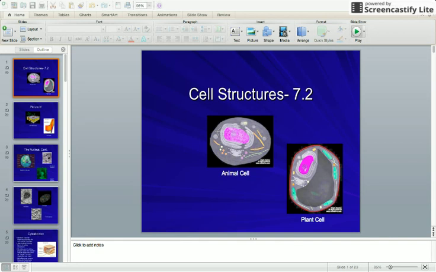Here's just a little animated picture that shows you what the ER looks like. So again, it's an internal membrane system, and that's where the proteins are made and modified.